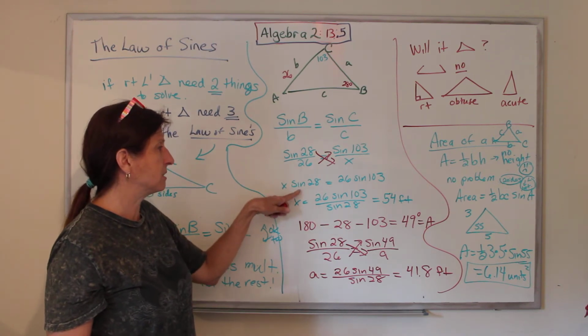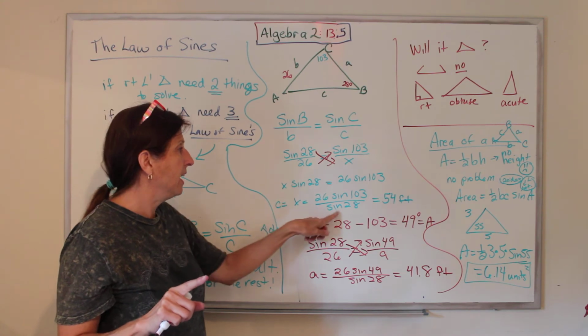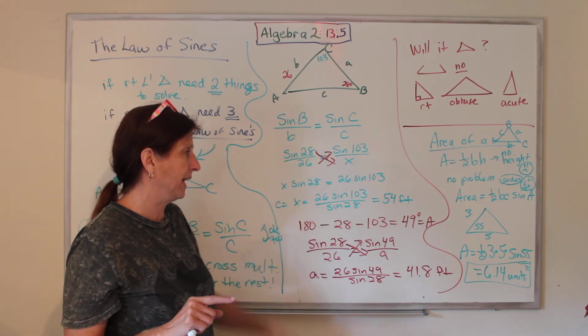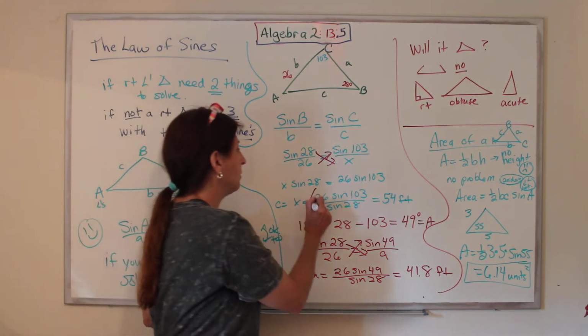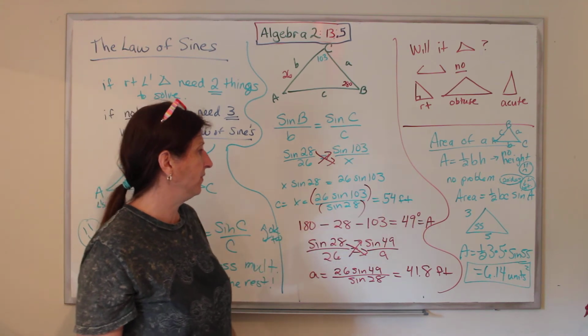Why is x not alone? It's being multiplied by the sine of 28. So what's the opposite? Divide by the sine of 28. So the answer is 26 sine 103 over sine 28. If you're getting the wrong number, put them in parentheses. You never regret too many. And it should be 54 feet.